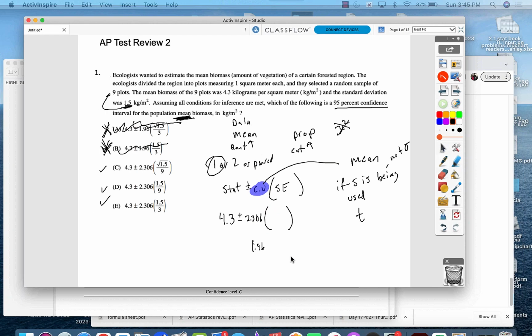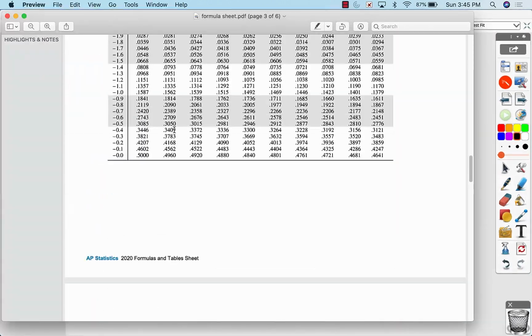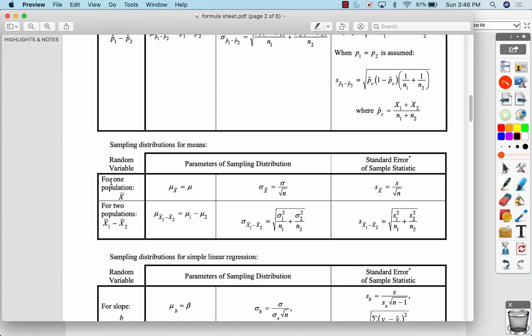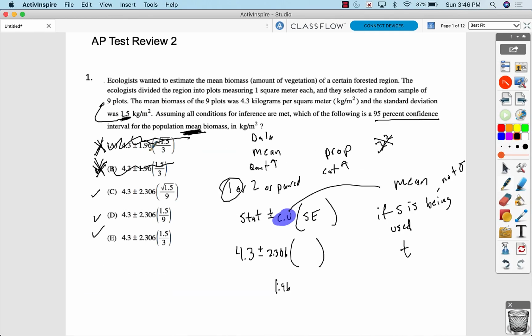Now, to get your standard errors, you go to your formula sheet, and all the standard errors are on the back of the formula sheet. Since this is a mean, and we got one population, it's going to be S over the square root of n. So S in this case was the 1.5. That's the standard deviation from the sample. And then n is 9, so it's the square root of 9. So the square root of 9 is 3. So the answer is E.